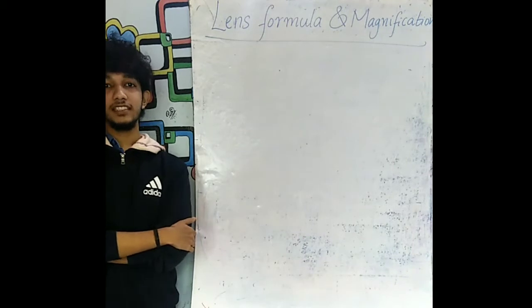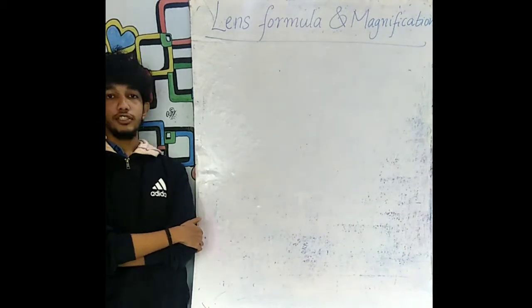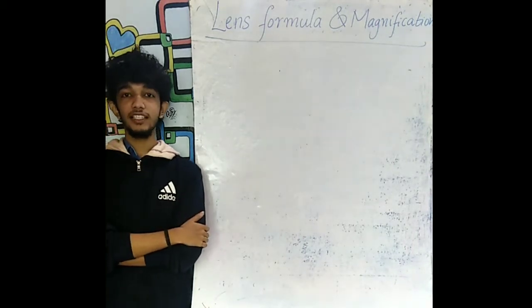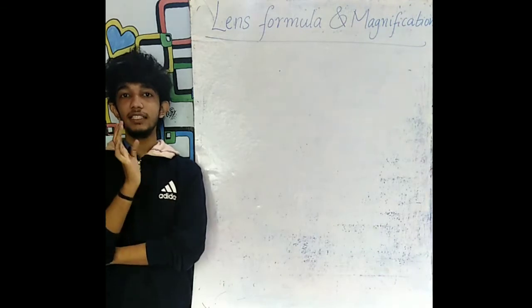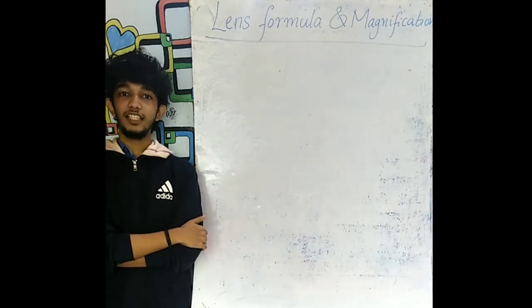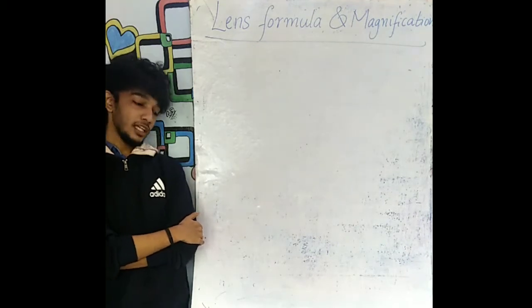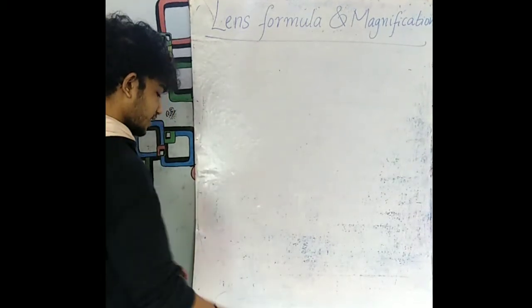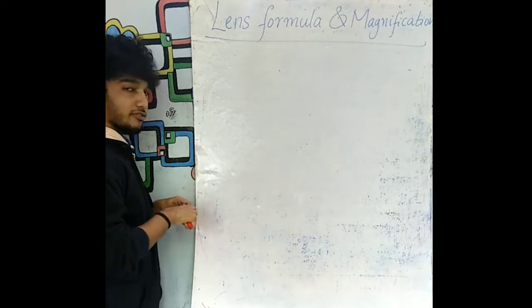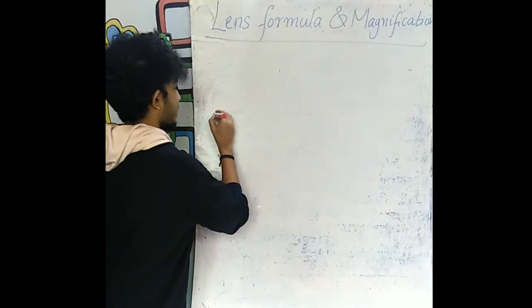Now moving on to lens formula and magnification. Before moving on to lens formula, it is required to know what the sign convention rules are in the case of image formation by spherical lenses. The sign convention rules are nothing different from those of the spherical mirrors, almost the same.